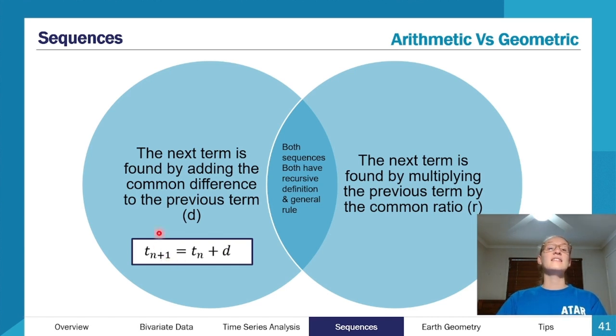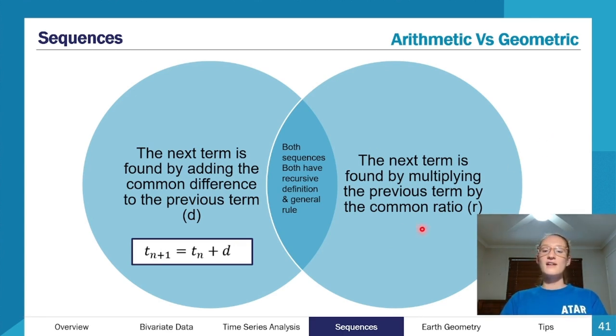Just to illustrate the substitution a little further, how this rule works: if I was to say let n equal 1, then we'd have T1 plus 1 equals T1 plus d, the common difference. So then we'd end up with T2 equals T1 plus d. You can really see it coming out of what we're saying is the next term. To find the next term, all you've got to do is take the previous term and add the common difference.